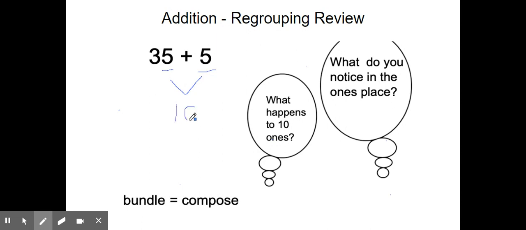Can 10 go in the ones place? What happens to 10 ones? When we have 10 ones, we bundle them or compose them into a new 10. We make a new group, a new 10 when we have 10 ones. We also know that sometimes we get 10 tens. When you have 10 tens, you make a new 100. Let's look at some problems.